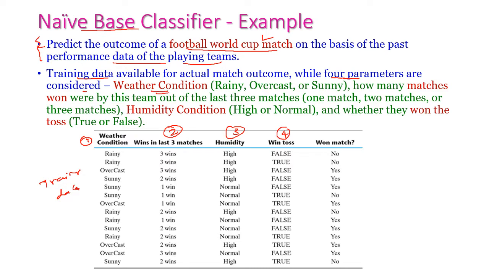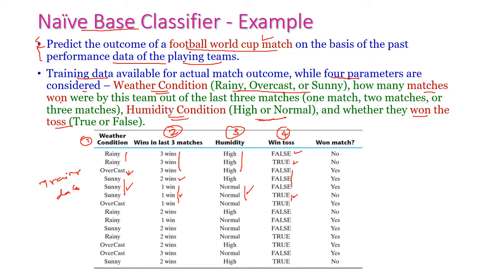When it comes to weather condition, 3 different classes are there: rainy, overcast, and sunny. When it comes to wins in the last matches, the second attribute, again 3 different values are there: 3 matches, 2 matches, and 1 match. When it comes to humidity, 2 classes are there: high humidity and normal. And the last one is true or false, only 2 values.